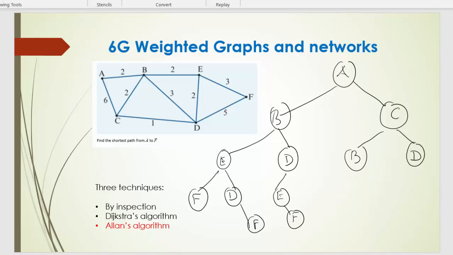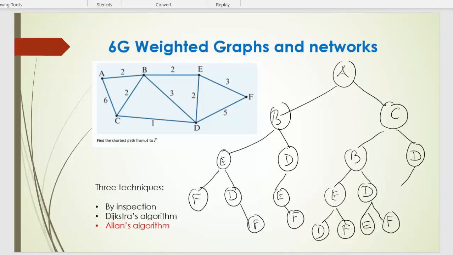We can go back to C. A, C, B, we can go E or D. You might find it easier if you do all the heads first and then put the numbers in afterwards. A, C, B, E, we can go to D or F. A, C, B, D, you can go E or F. A, C, D, E or F. So those are all the possible routes that we can take. Now put some numbers on them.